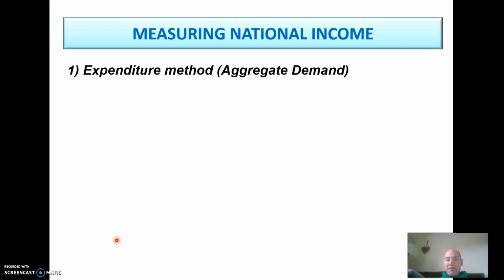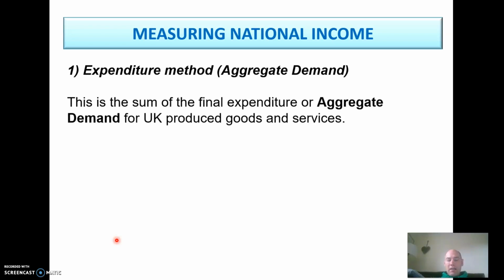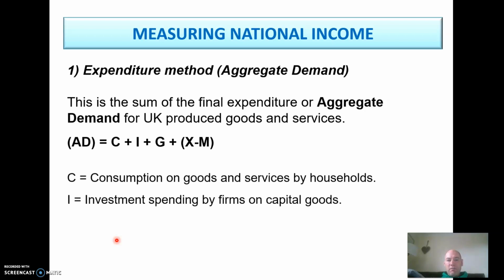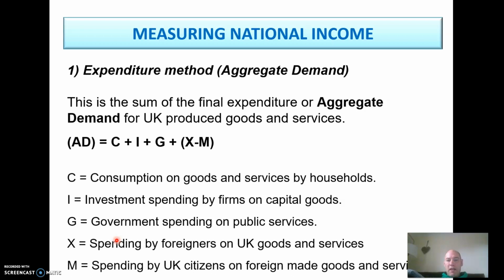Expenditure method in terms of aggregate demand, and the equation that you need to know. I hope you're thinking in your head, what does aggregate demand equal? It's the total of all demand for goods and services within the UK, and it is C plus I plus G plus X minus M. So consumption plus investment plus government spending plus the balance between exports and imports, an absolutely vital equation for everyone to know. C plus I plus G plus X minus M.